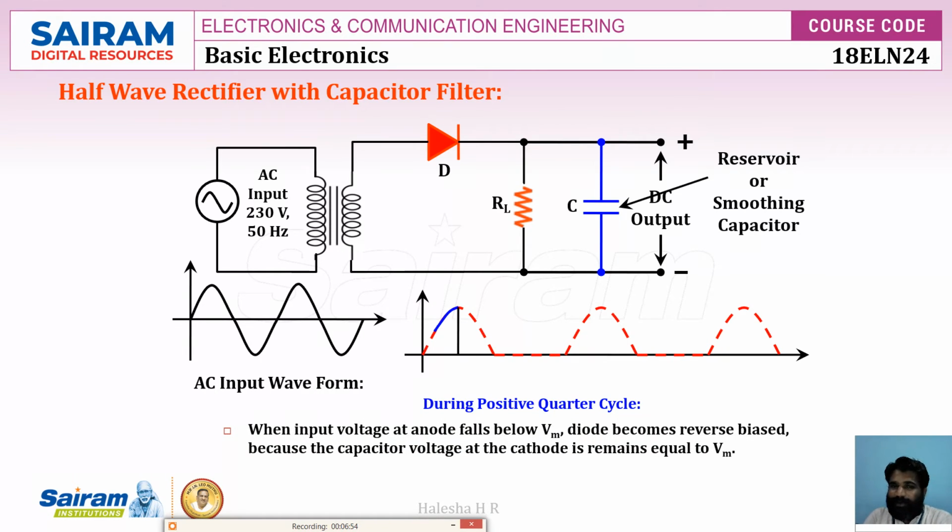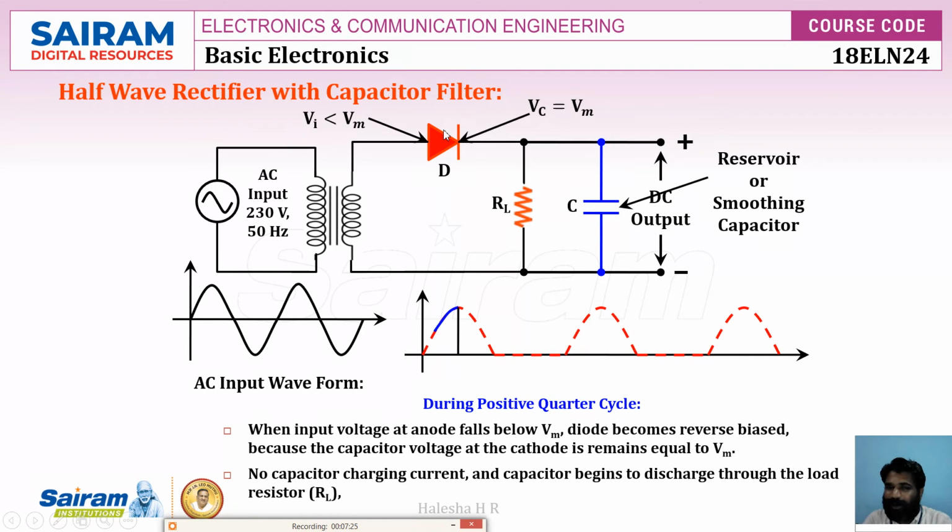When the input voltage falls below Vm, at this point the voltage becomes below Vm. The voltage at the cathode is still Vm, because the capacitor voltage is applied here, and at the anode it is less, since the input voltage is less than Vm. Hence, the diode becomes reverse biased. There is no capacitor charging current, and the capacitor begins to discharge to the load.